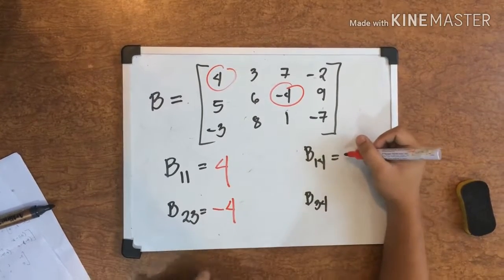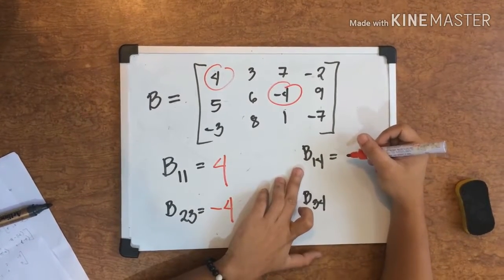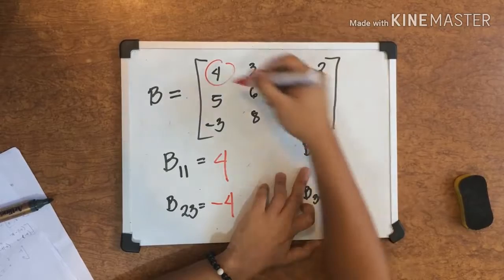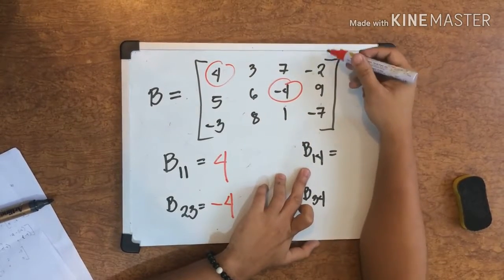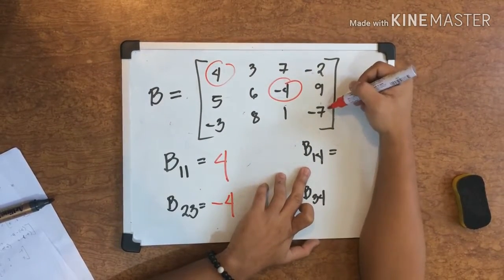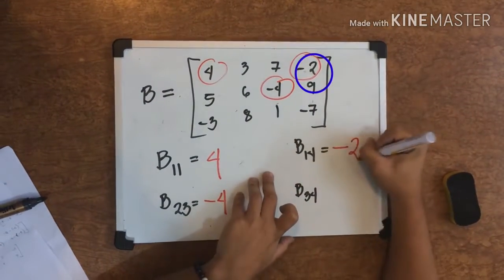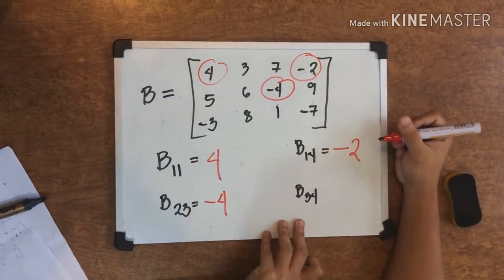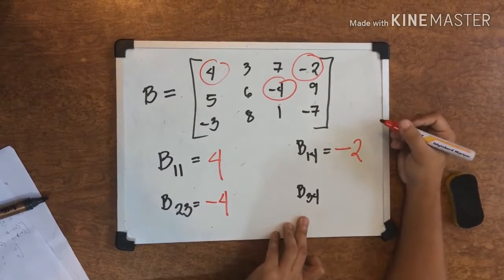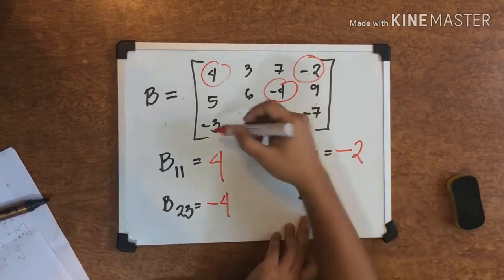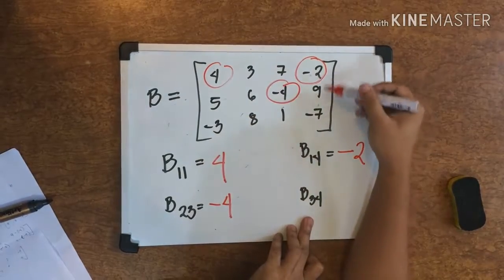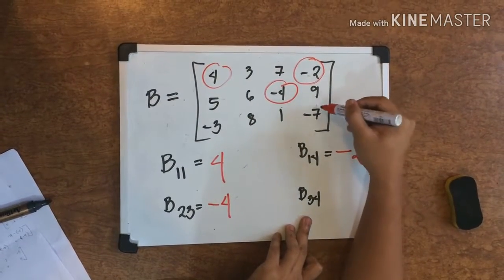And in the third one, we have B14, where 1 is the first row and 4 is the fourth column. So the answer is -2. And on the fourth one, we have B34, which falls under the third row and fourth column, which is the number 7.